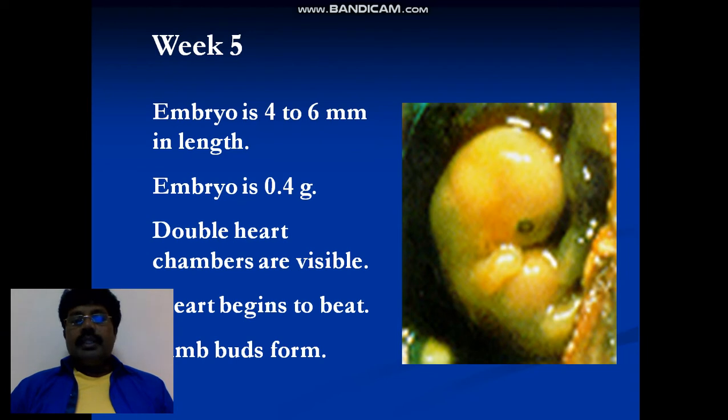Week 5, you can see the picture. The embryo is 4 to 6 mm in length and only 0.4 grams. Double heart chambers are visible, and the heart begins to beat. Limb buds form well. This is the 5th week.